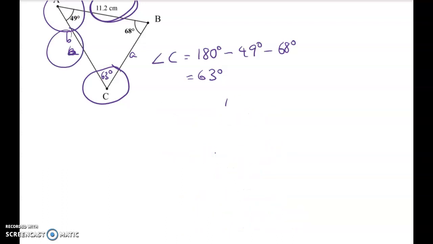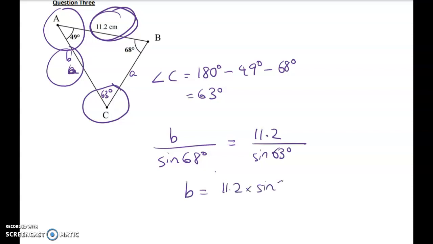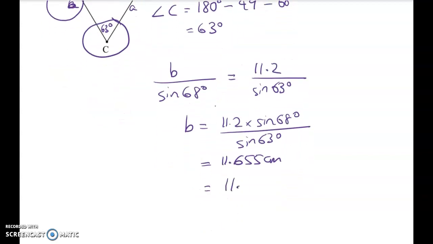So we set up a sine rule relationship, we rearrange, and we solve. We have B over sine 68 degrees is equal to 11.2 over sine 63 degrees. B is equal to 11.2 times sine of 68 degrees over sine of 63 degrees, giving us 11.655 centimetres. And then I'm going to round it to 11.7 centimetres to 1 dp.